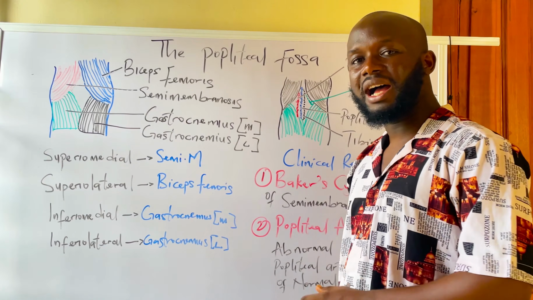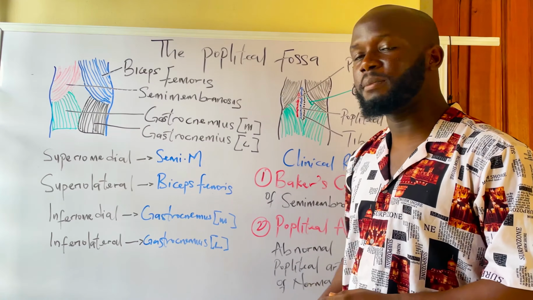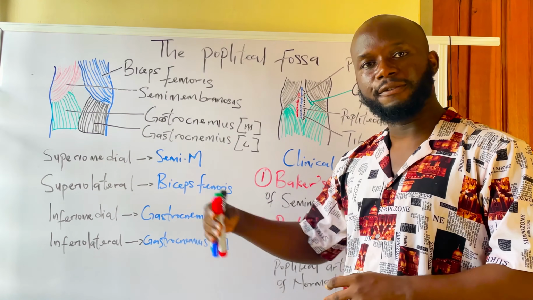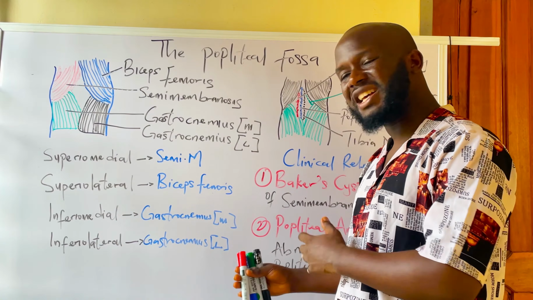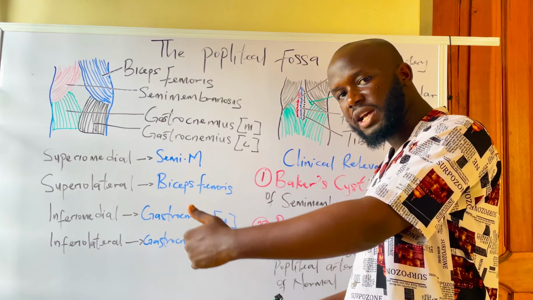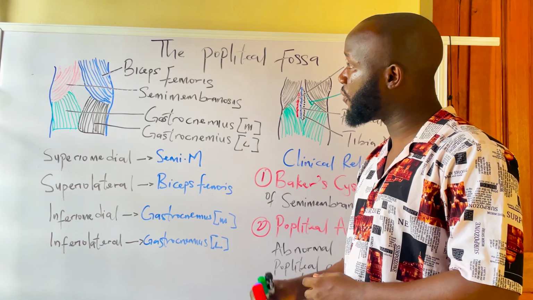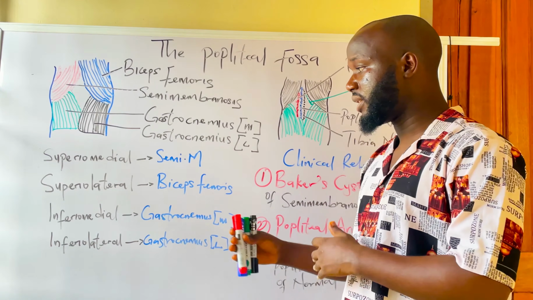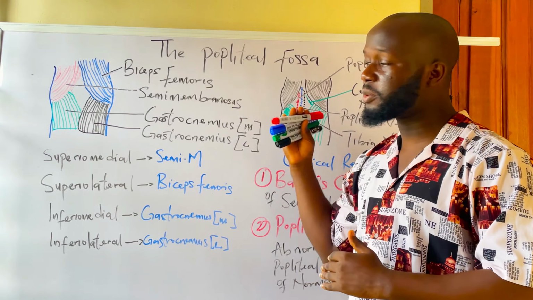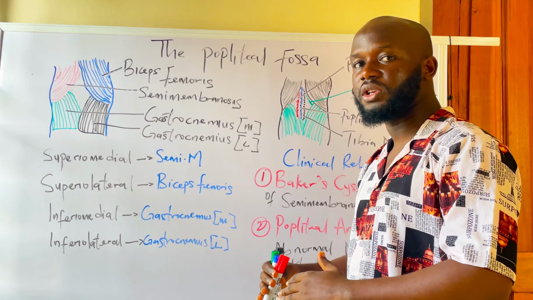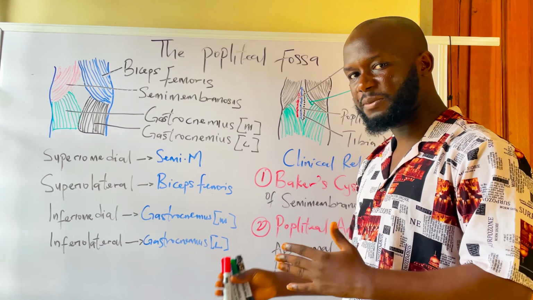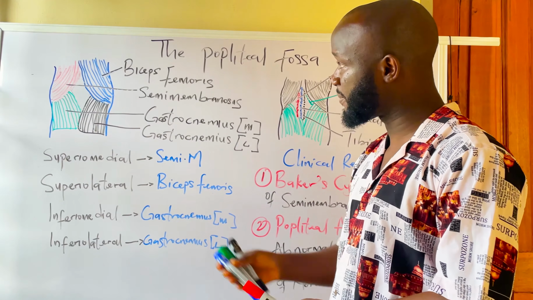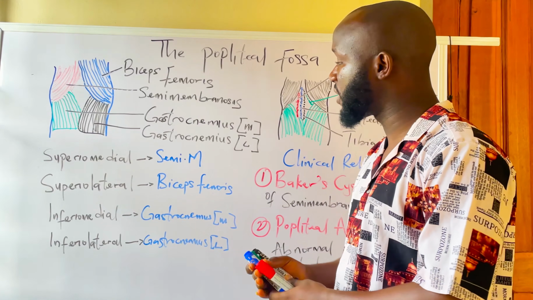Now, the superomedial border of the popliteal fossa is formed by the semimembranosus muscle. The superolateral border is formed by the biceps femoris muscle. The inferomedial aspect is formed by the gastrocnemius muscle, the medial head, and the inferolateral border of the popliteal fossa is formed by the gastrocnemius muscle, the lateral head. So essentially, the inferior border of the popliteal fossa is formed by the gastrocnemius muscle, depending on the aspects, either the medial or the lateral. So let's check this diagram to explain the borders of the popliteal fossa.